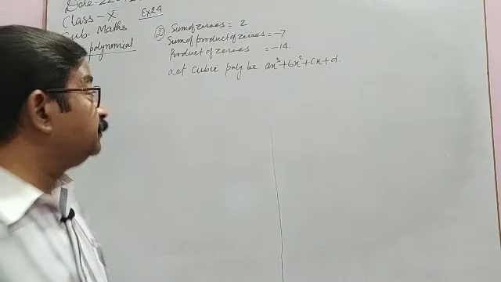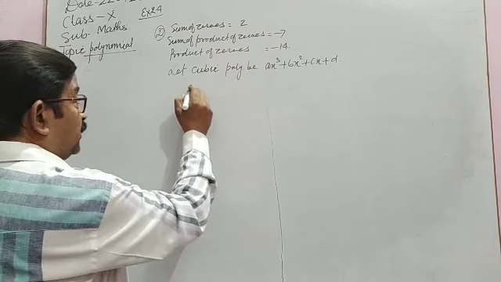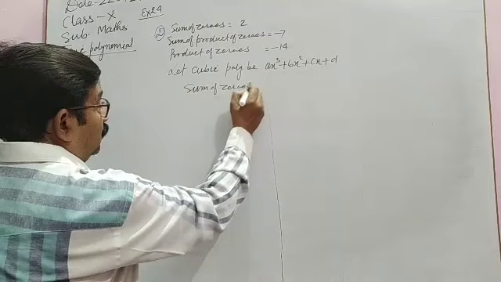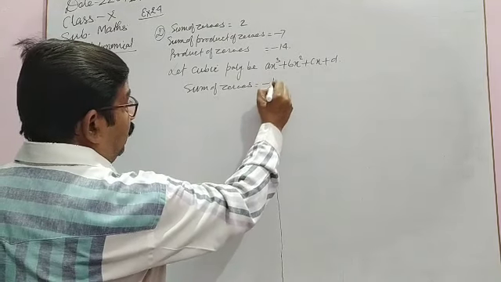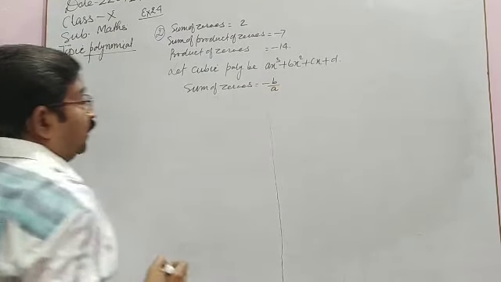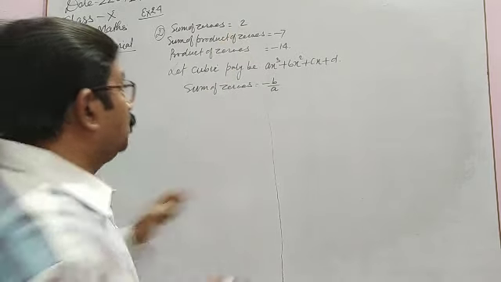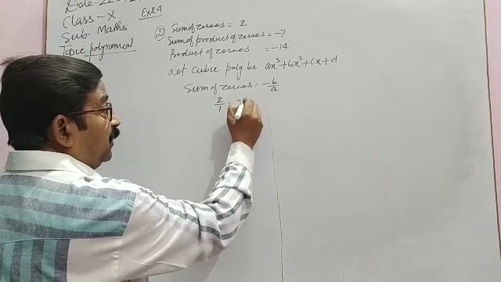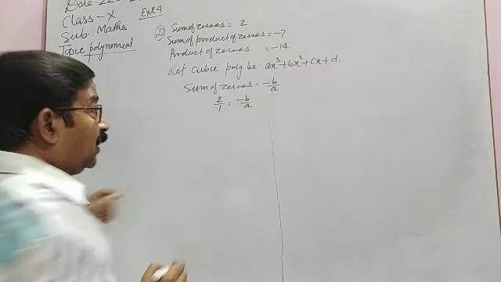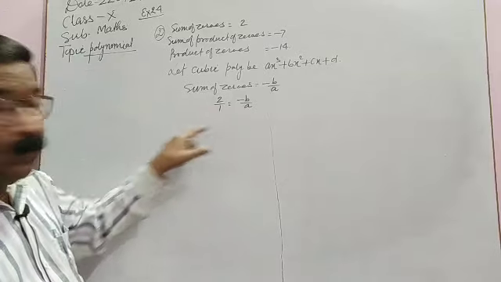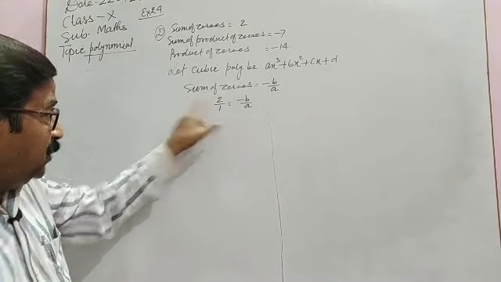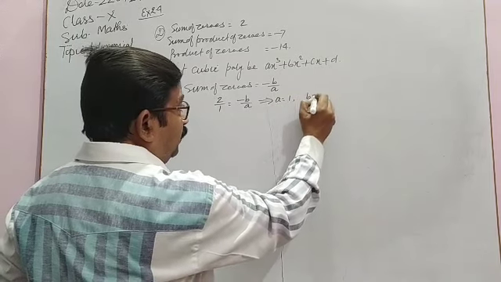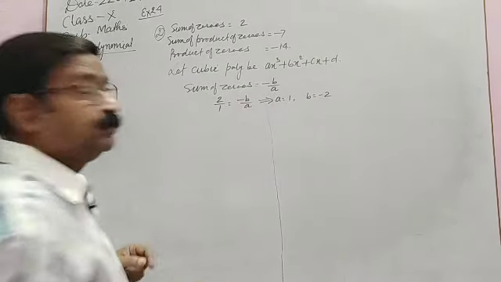Let's see how to find them. The first one is the sum of zeros, which is minus b upon a, and the sum of zeros is given as 2. So we can write 2 upon 1, minus b upon a. Comparing, we get a is equal to 1 and b is equal to minus 2.